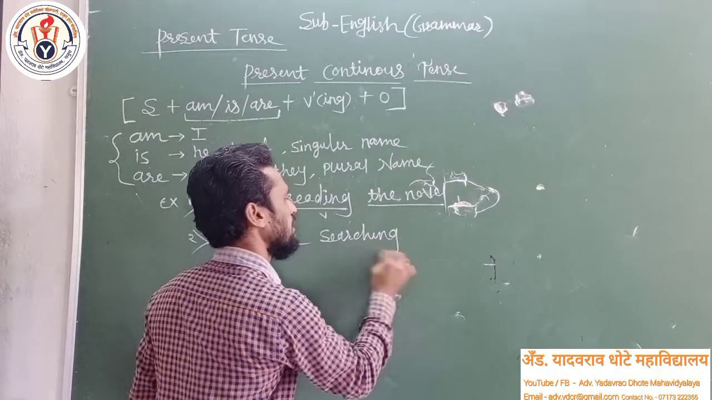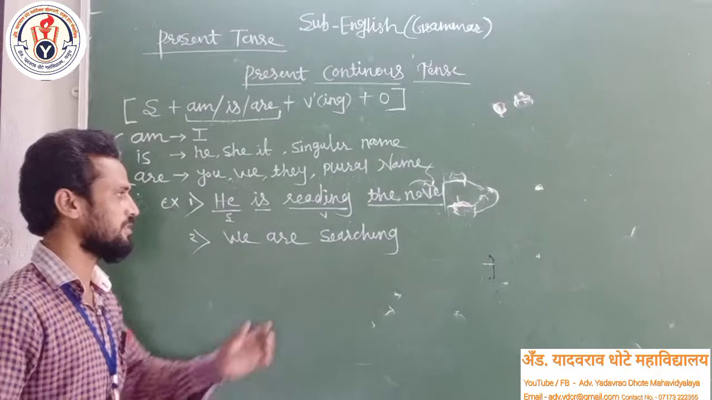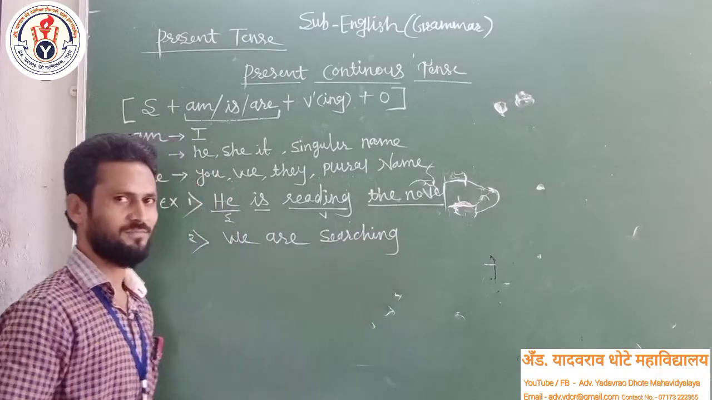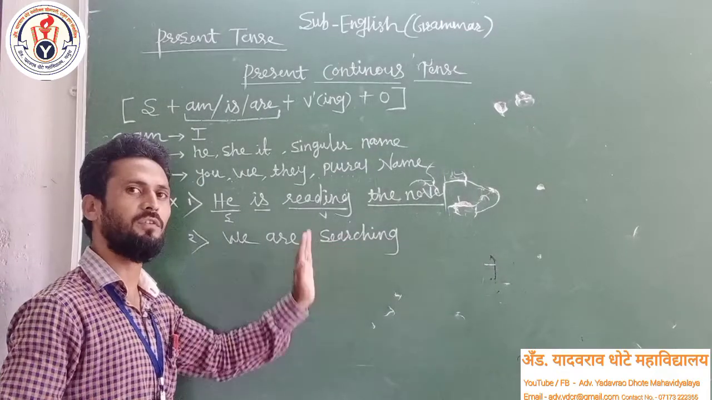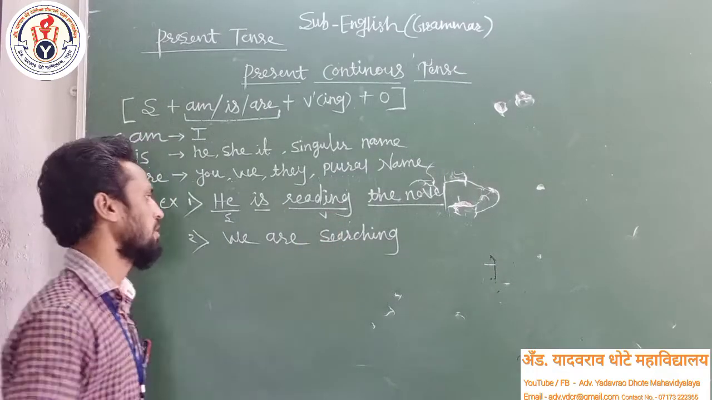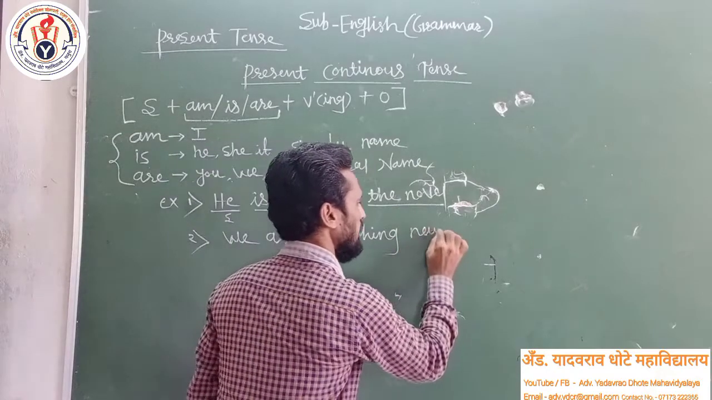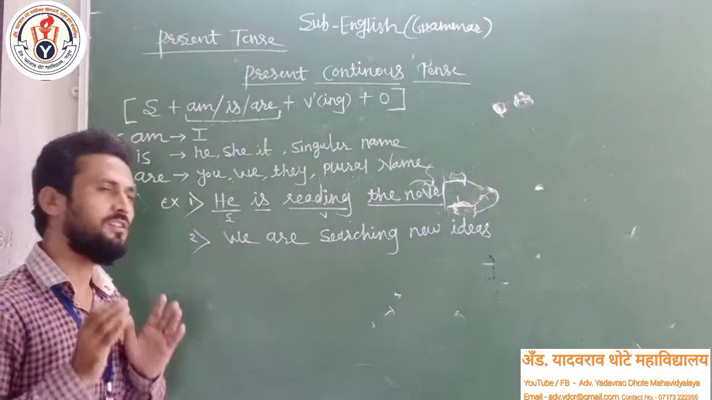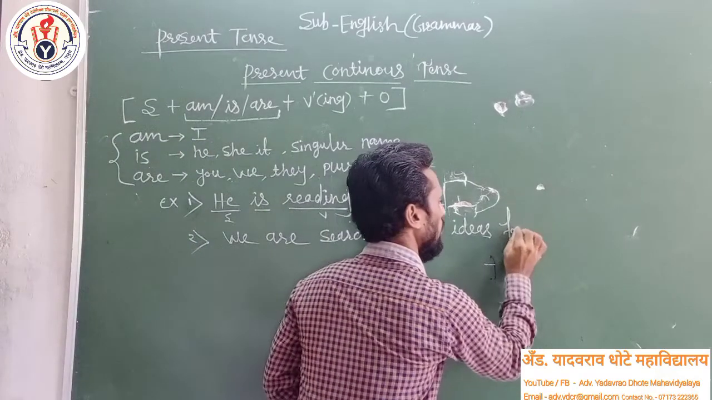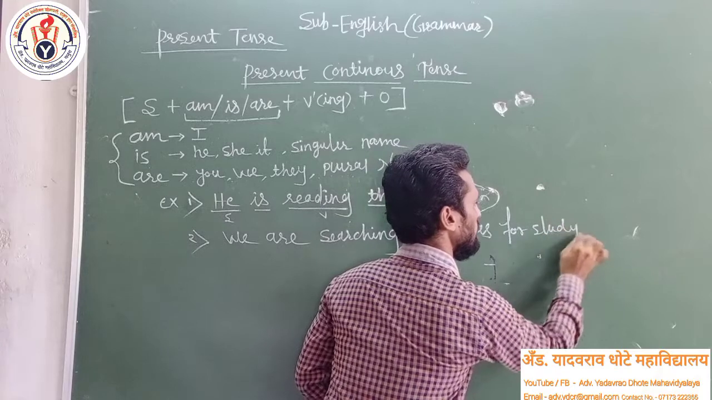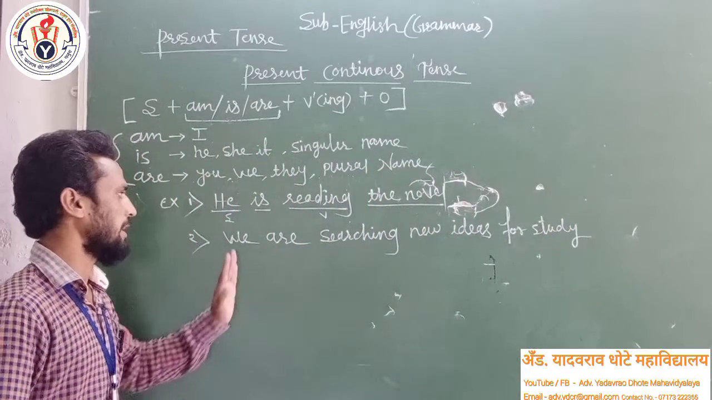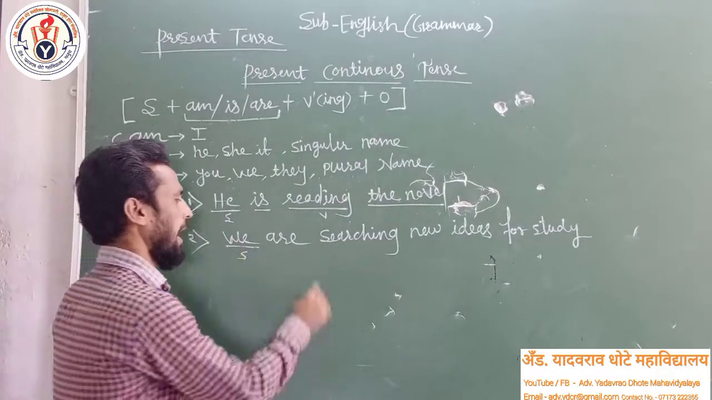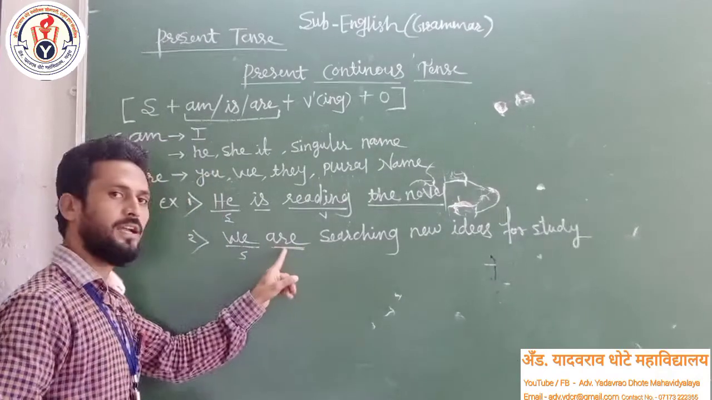We are searching. We are searching. If we fold this word, we will get search plus ing. Searching. V1 plus ing. Present participle. We are searching new ideas for study. In this example, the subject we, as you know, and second are indicates to be form.